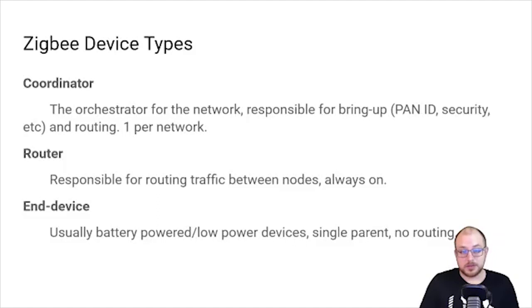So routers are responsible for routing traffic between nodes. They're always on, so generally devices that are plugged in or have wall power are routers in Zigbee deployments. And end devices are usually battery powered devices, low power devices that have single parents. They do not route between the devices, and usually they're fairly good in picking the best route, but there are certain cases in which they might stick to a single parent. We'll talk about it afterwards.